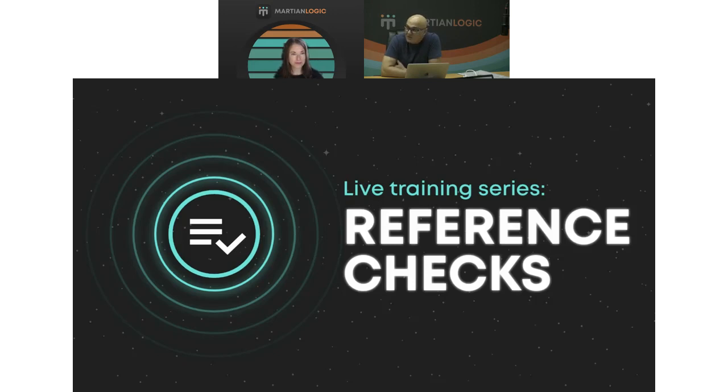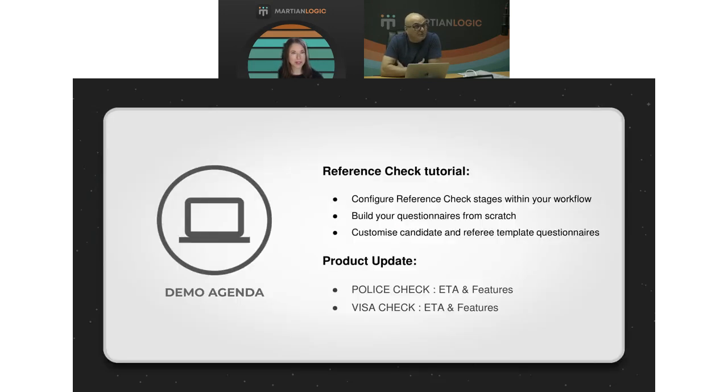Today's webinar is going to be about reference checking, in particular from the demo point of view, but also we're going to talk about the two upcoming products, which are the police check as well as the visa check, which will be rolled out over the next few months. We will give you ETAs and talk quickly about how you can expect it to work, but also the pricing model, how you would be buying those police checks and visa checks. We will spend about five minutes talking about each of them.